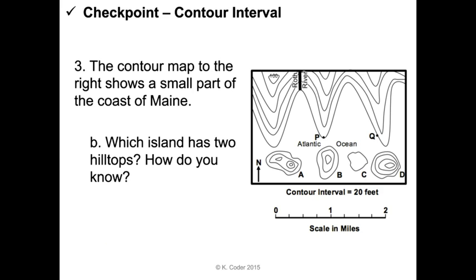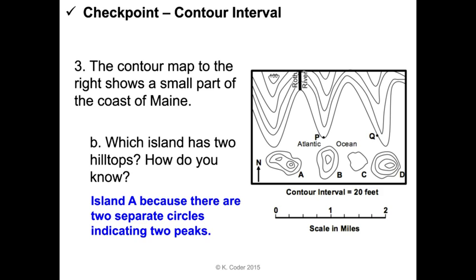B. Which island has 2 hilltops, and how do you know? You should have picked A. Island A because there are 2 separate circles indicating 2 different peaks. So that means that it raises elevation in 2 different locations on that island.